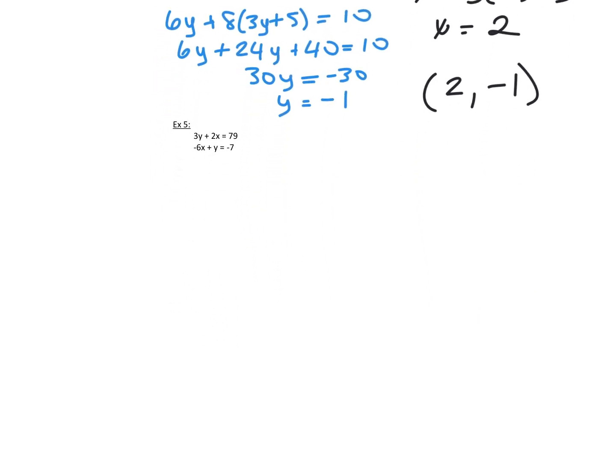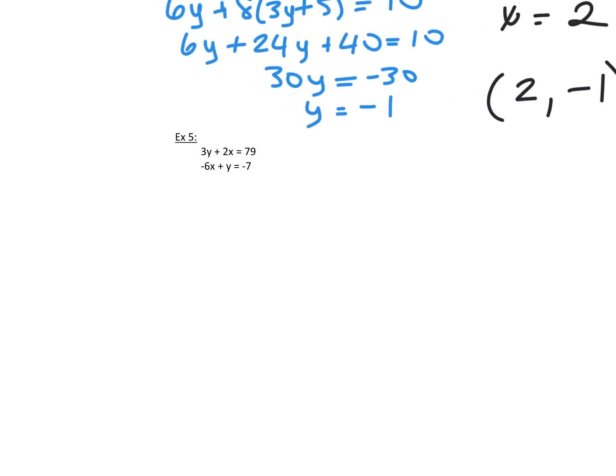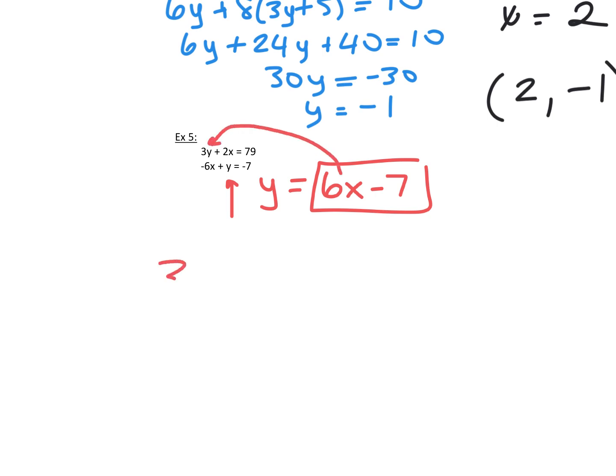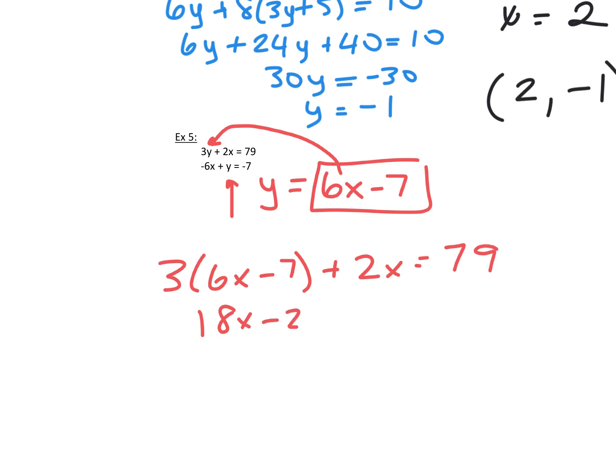Okay, the solution to example 5 is that when I look for a coefficient of 1, the second equation with the y, that y has a coefficient of 1. So I'm going to isolate y. y equals, I'm adding 6x to both sides, so 6x minus 7. I'm taking this expression and I'm subbing it in the place of y in the first equation. So I have 3 times 6x minus 7 plus 2x equals 79. And I'm going to solve from there. 18x minus 21 plus 2x equals 79. Combining the x's and I'm adding 21, so 20x equals 100 and x equals 5.